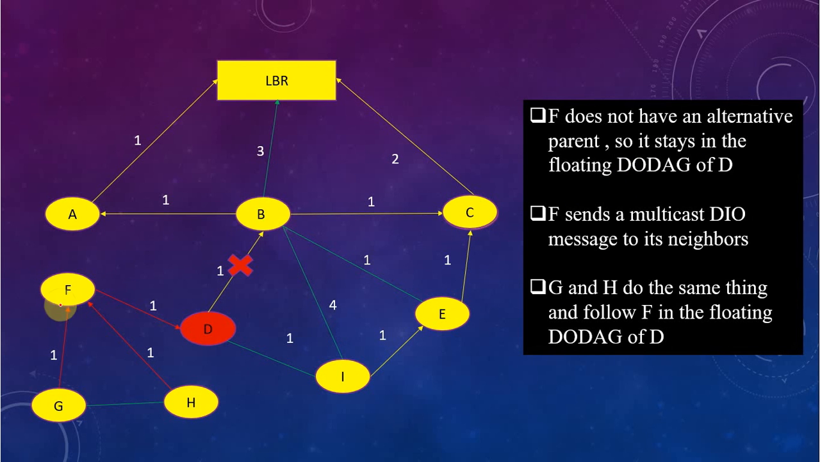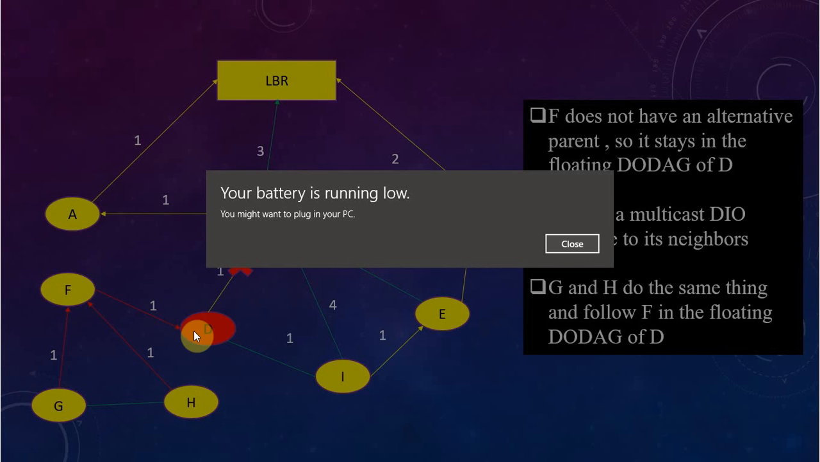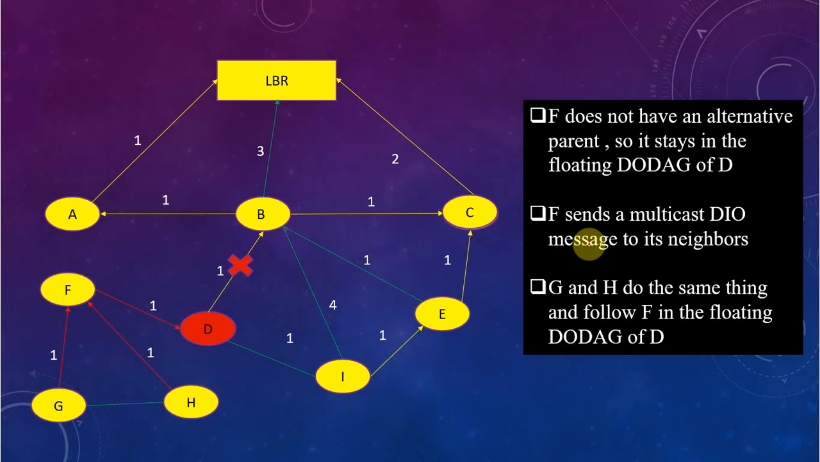So F is not having any path, so it will stay in the floating DODAG itself, and F sends a multicast DIO message to its neighbors. So F will send a message saying that I want to join a DODAG. So G and H do the same thing and follow F in the floating DODAG. They are also having no alternative parent, so they will follow F itself.